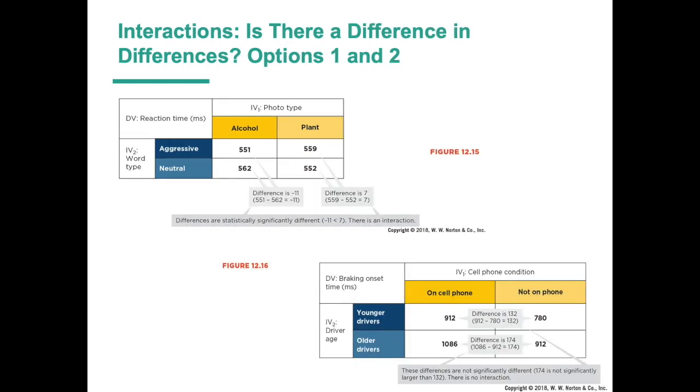When it comes to interactions, it's asking, is there a difference in differences? So we can look at this. The difference between these two is 11. So 551, 562, so it's negative 11. For the plant group, the difference is 7. It actually reverses, so it's not only a different size, but this one was negative and this one's positive. So there is an interaction in this case because the difference here is different than the difference here. And we can look at that in this example as well.